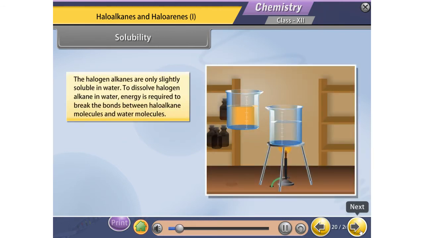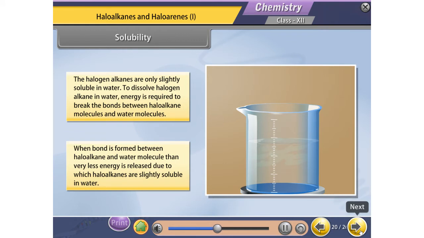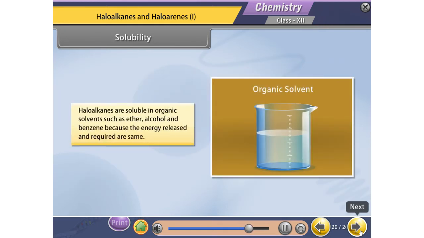The haloalkanes are only slightly soluble in water. To dissolve haloalkane in water, energy is required to break the bonds between haloalkane molecules and water molecules. When a bond is formed between haloalkane and water molecules, very little energy is released, due to which haloalkanes are slightly soluble in water. Haloalkanes are soluble in organic solvents such as ether, alcohol, and benzene because the energy released and required are the same.